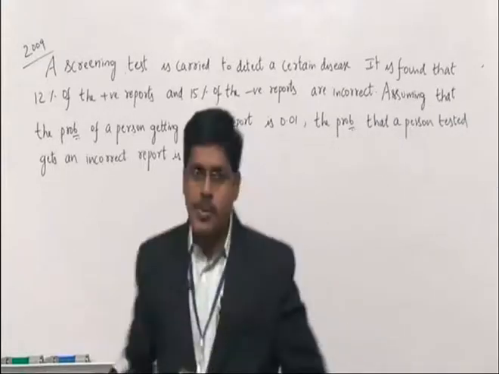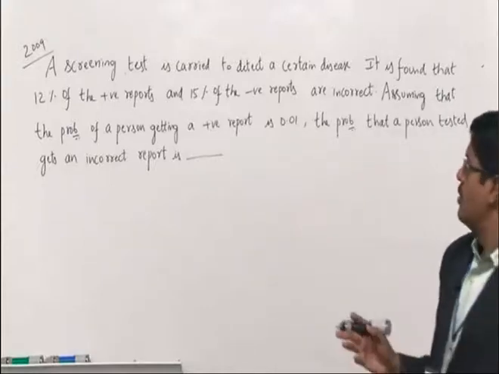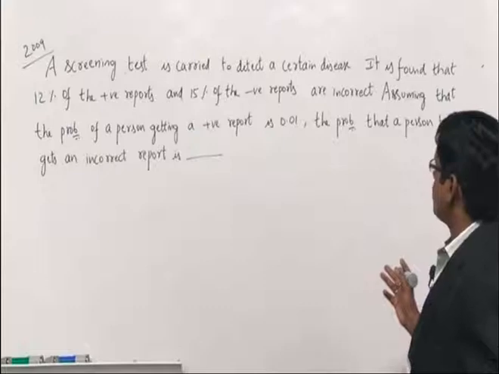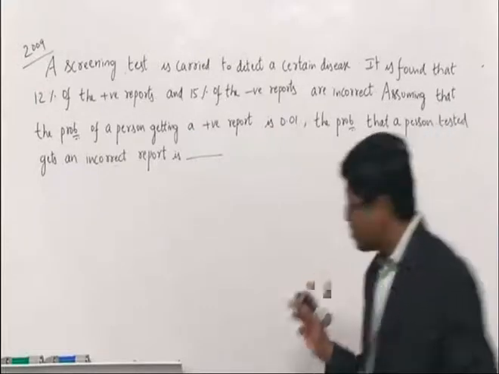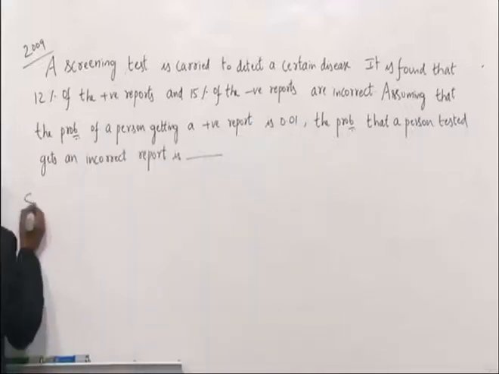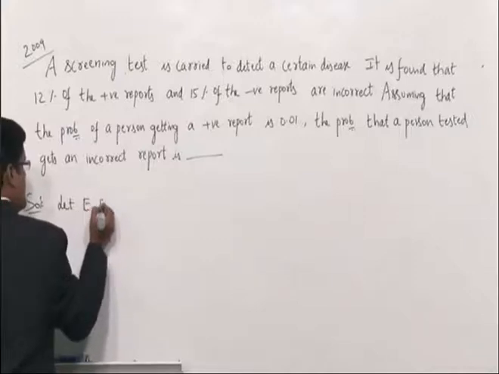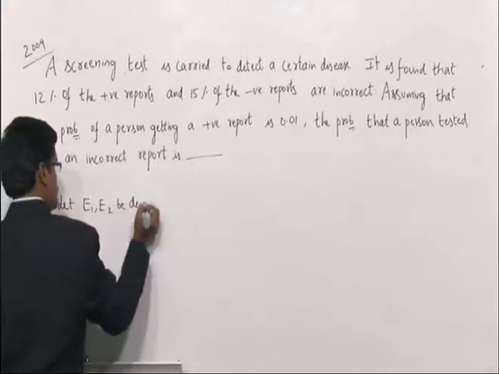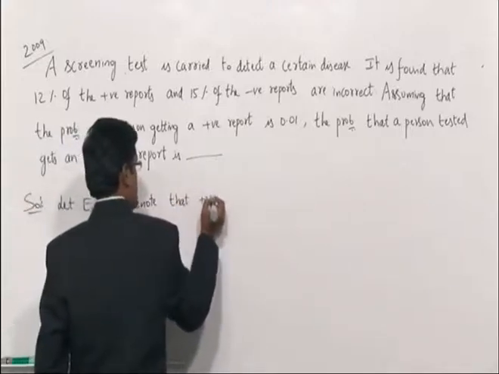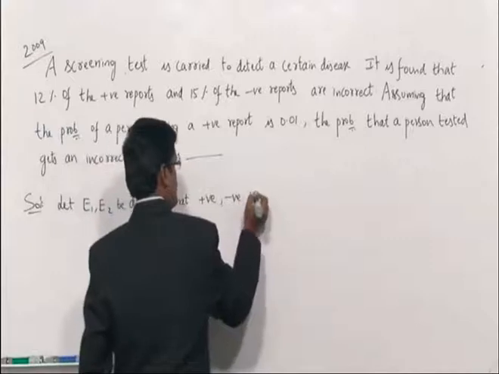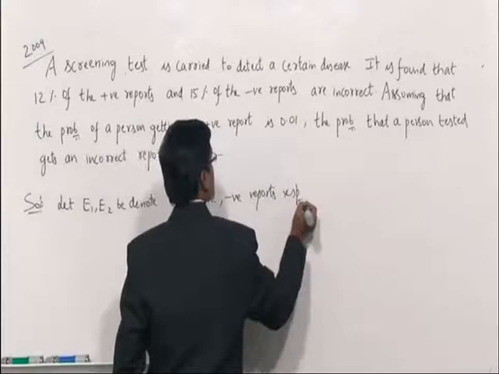Now here two types of reports, positive reports, negative reports. Let us denote the events by E1, E2. After tested, that reports are positive reports or negative reports are incorrect, also it is given. Solution. In the first stage, let E1, E2 denote positive, negative reports respectively.